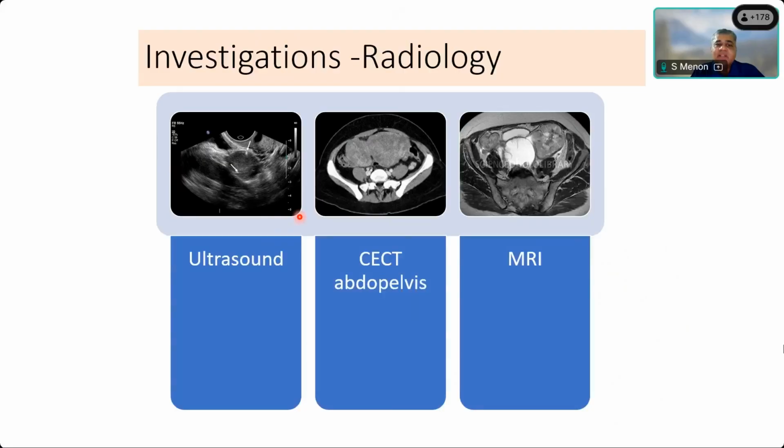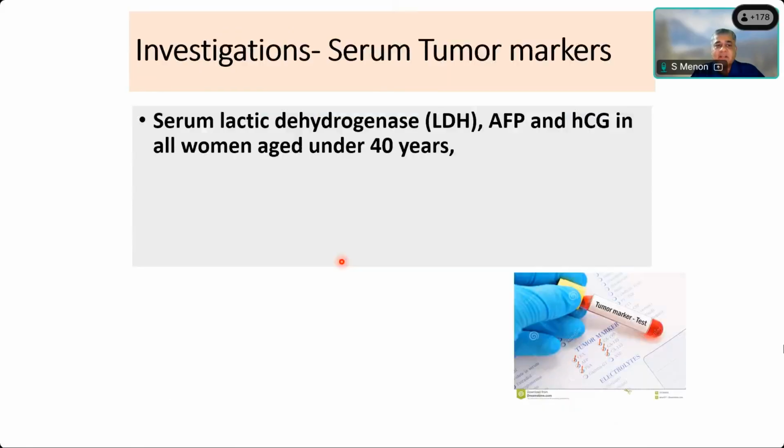And generally, the investigations are ultrasound, CT abdomen and pelvis, MRI. Very, very important are tumor markers. Never forget, in a young patient with an ovarian mass, you have to do AFP, LDH, and beta HCG. AFP and beta HCG are more important in these cases. LDH has become more or less non-specific in such a setting. Generally, LDH is raised in pure dysgerminomas, but any tumor which has a very high turnover will have high LDH levels.